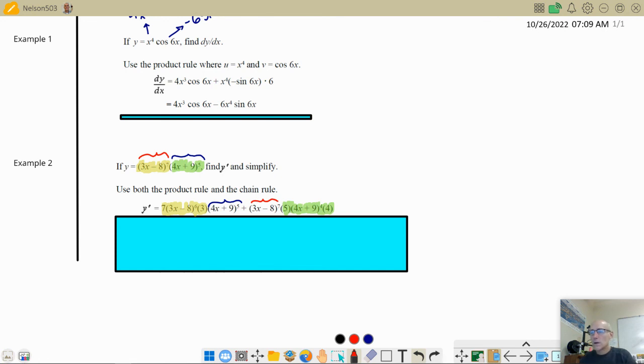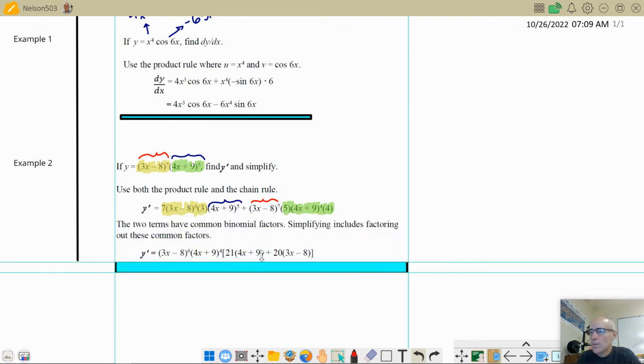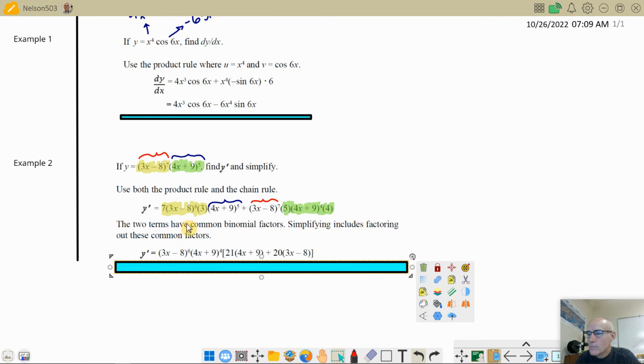Now, the author feels like we need to do some more simplification. So when you start looking at it, you see some common factors. Some of the common factors that you see are 3x minus 8. There's 6 of them in this term right here, and there's 7 of them over here. So we can take out at most 6 of them, 3x minus 8 to the 6th power. Right here, there's 5 factors of 4x plus 9, and there's 4 factors of 4x plus 9 over here. So they're going to take out 4 factors of 4x plus 9.